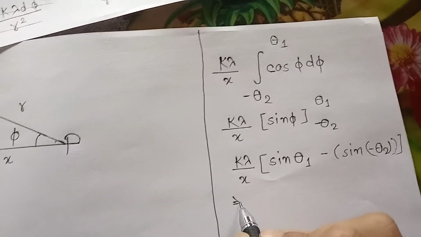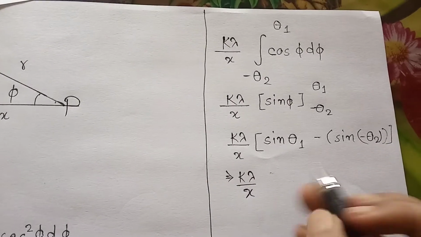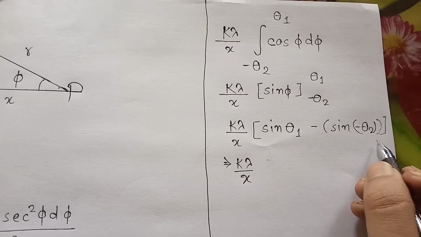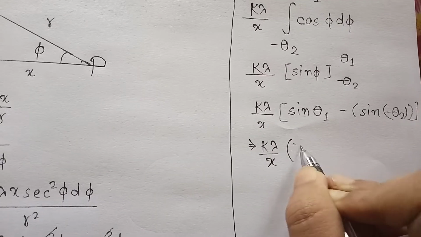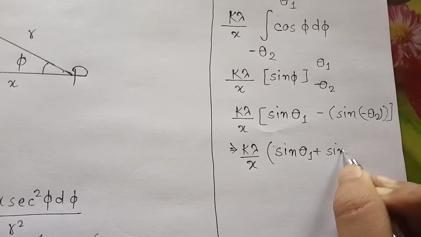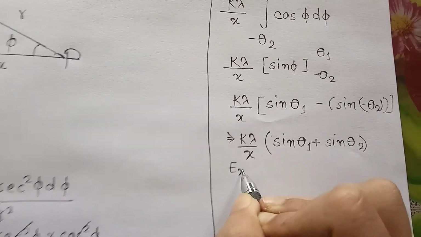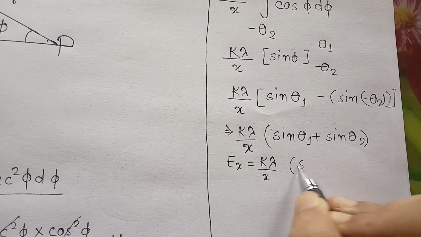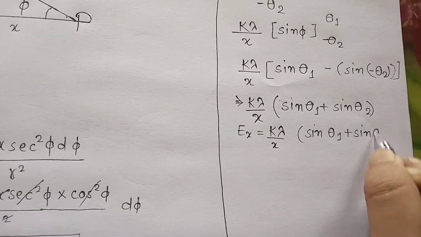Okay, so this will become k lambda by x, sin theta 1 plus, because this minus will come outside, sin minus theta 2 becomes minus sin theta 2, so both minus will be plus. This will become sin theta 1 plus sin theta 2. So Ex is equal to k lambda by x into sin theta 1 plus sin theta 2.